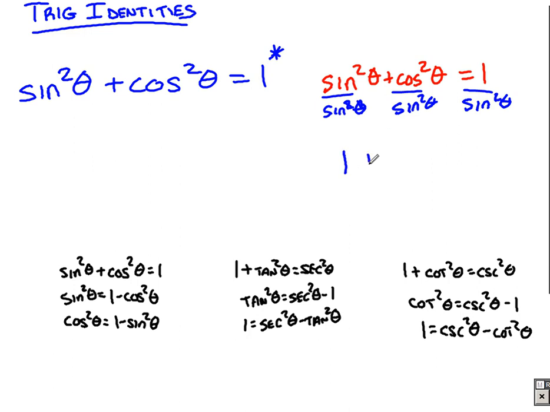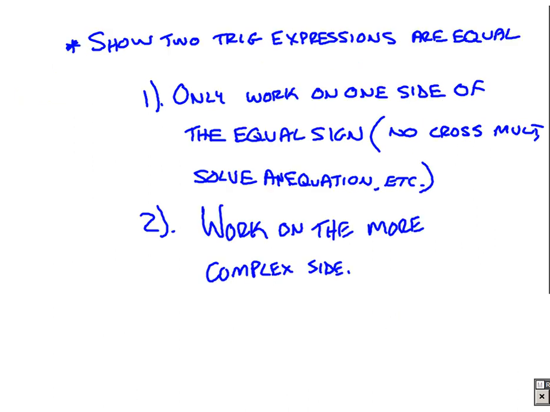Cosine squared over sine squared is cotangent squared, and 1 over sine squared would be cosecant squared of theta. Well, guess what? That is, where is it? This one right there. And you can get to any of the other ones just by moving from one side to the other. So let's just do examples.